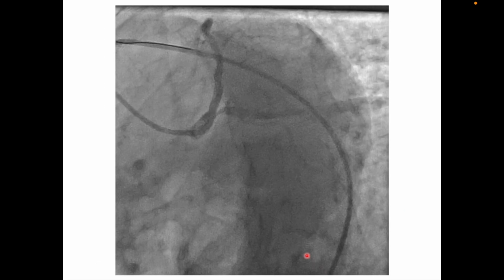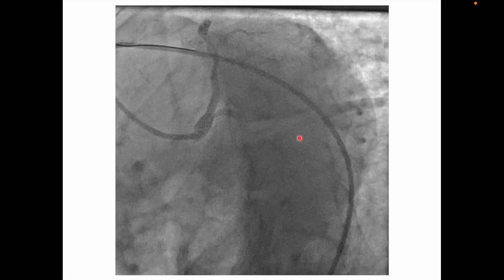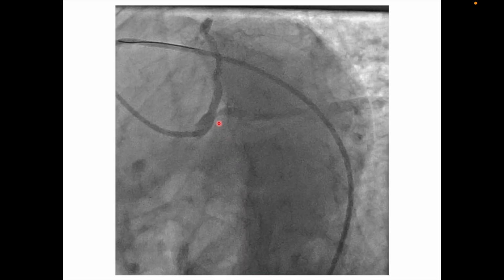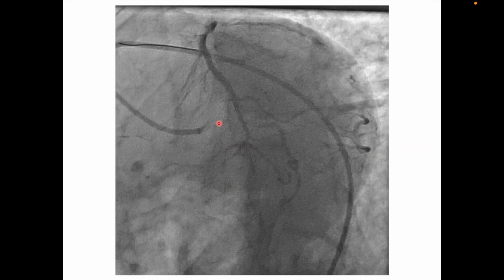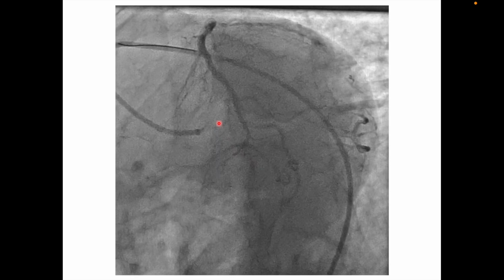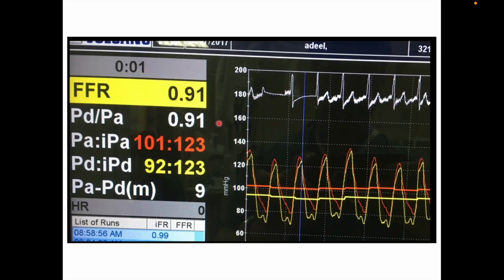Now, the same theory applies if the vascular bed is small. Now this is a circumflex which is non-dominant, and there is an angiographically critical stenosis at the ostium. So when the FFR was done for this circumflex, this came out to be non-significant. How could that be non-significant? Because the vascular bed that it was supplying was small.